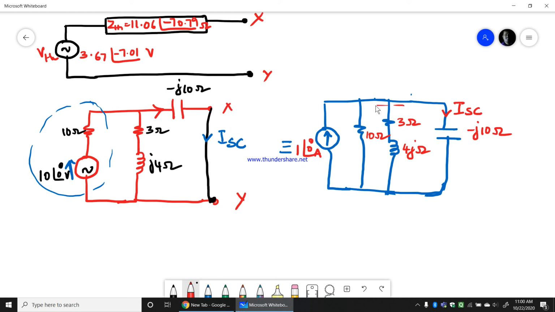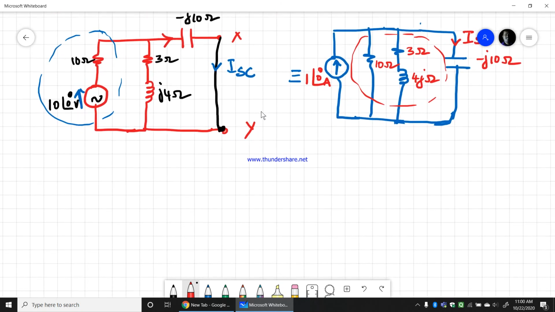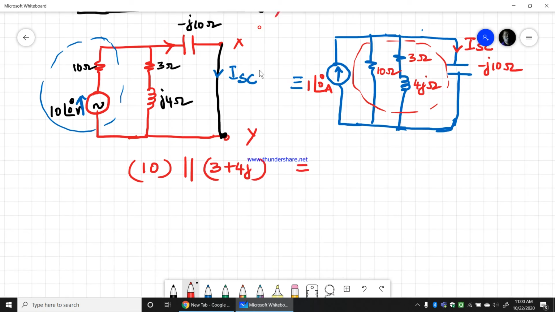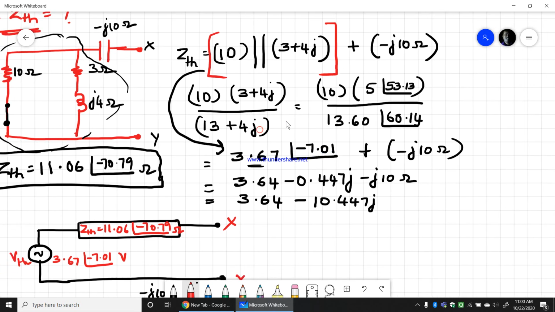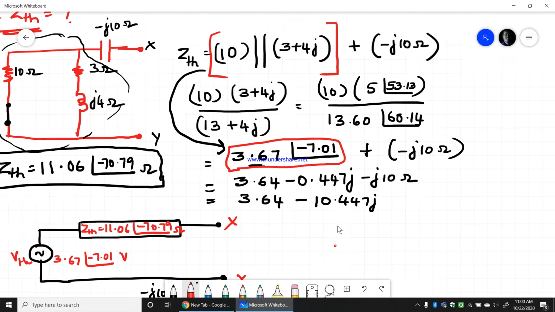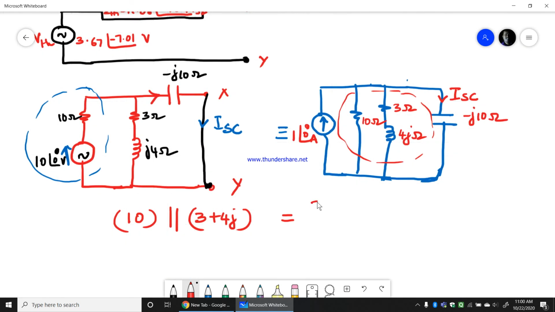Now these both are in parallel, right? Let us convert that parallel to one single combination. So it is 10 parallel with 3 plus 4J. So this we have already found earlier. If you go back and see, 10 parallel with 3 plus 4J is nothing but 3.67 at an angle minus 7.01. So let us take the same value, 3.67 at an angle minus 7.01 is what we get when these two are in parallel. Okay, I'll replace that now with this.